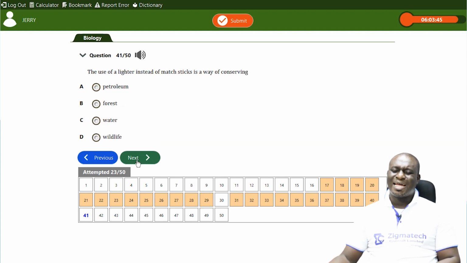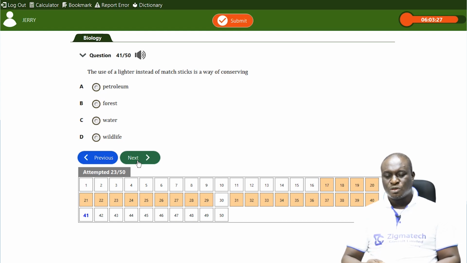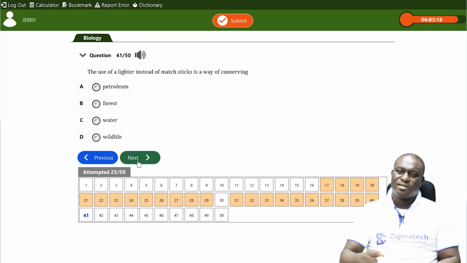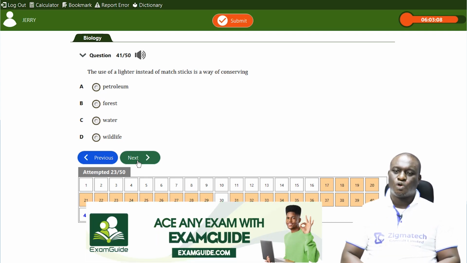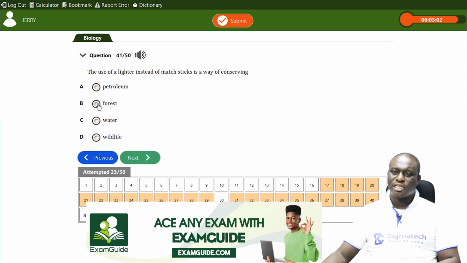The use of a lighter instead of a matchstick is a way of conserving what? Please take note. A matchstick is gotten from the forest. It is made up of wood. So if we reduce the amount of matchsticks that are being made, we are also helping to conserve the forest. So the use of a lighter instead of matchsticks is a way of conserving not petroleum, not water, not wildlife, but mainly the forest. So our correct answer is option B.